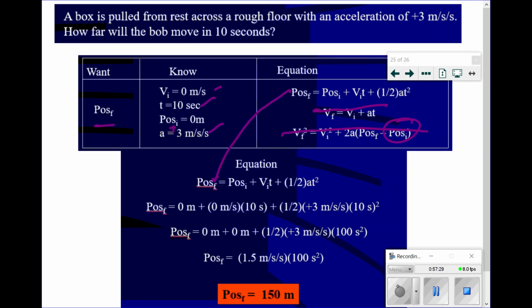So now just by going through straightforward math and use of the equation, I can find that the position final of the object is 150 meters. That's 150 meters from where it started, so the distance pulled was 150 meters.